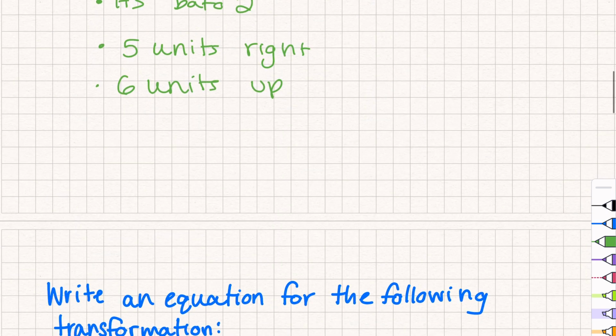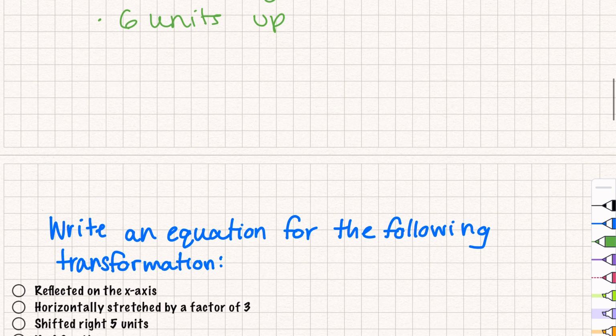So we're going to write an equation for this transformation here. So there's a reflection on the x-axis, so we know it's going to be a negative a value. Horizontally stretched by a factor of 3. So if it's horizontally stretched, what does that tell us? So our k value is going to be a fraction, so 1 over 3. Shifted right 5 units, so d is 5. When we put it into brackets, it will be x minus 5. And then up 12 units, so c will be 12. So what is that going to look like?